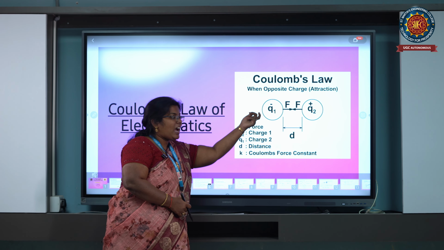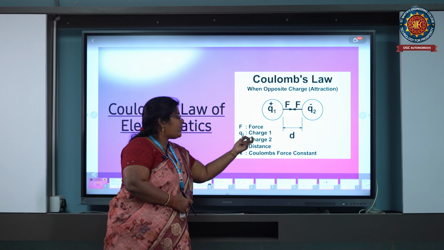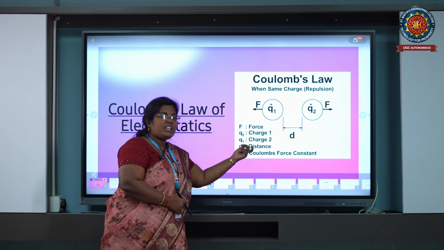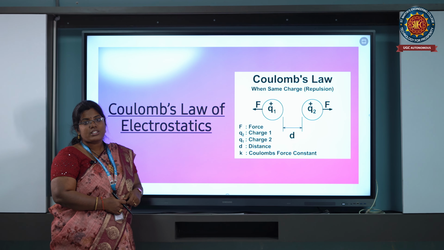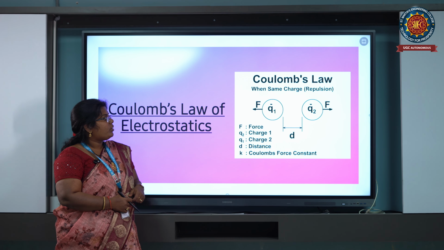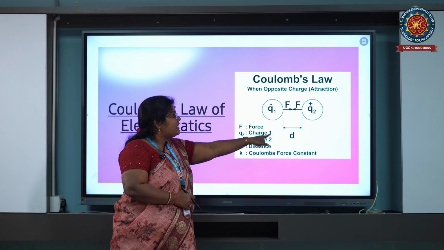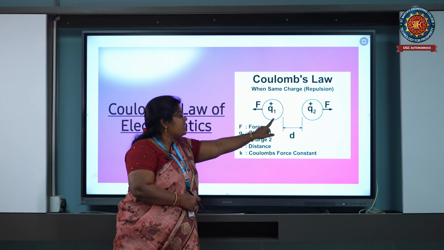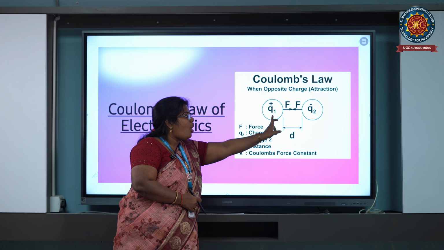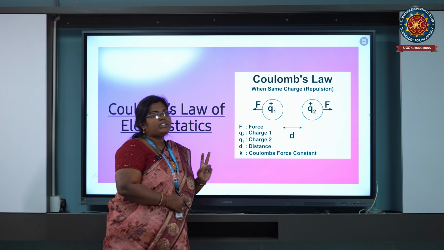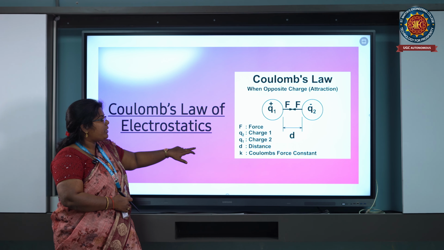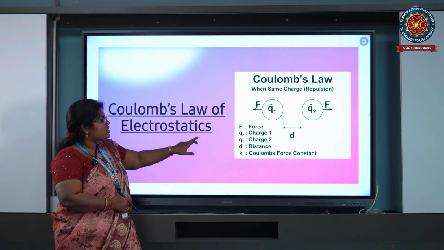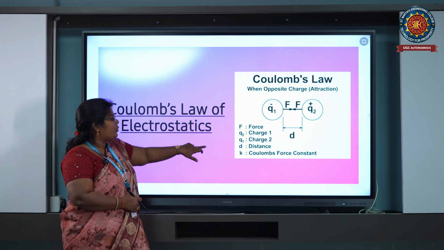The force is F, Q1 and Q2 are the charges, and D is the distance, where in Coulomb's law K is the constant of the force. You can observe clearly in this pictorial representation how charges are attracted and how charges are repelled by each other, depending upon Q1 and Q2.